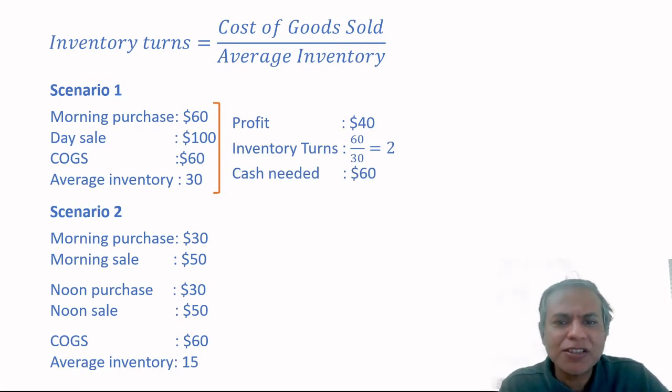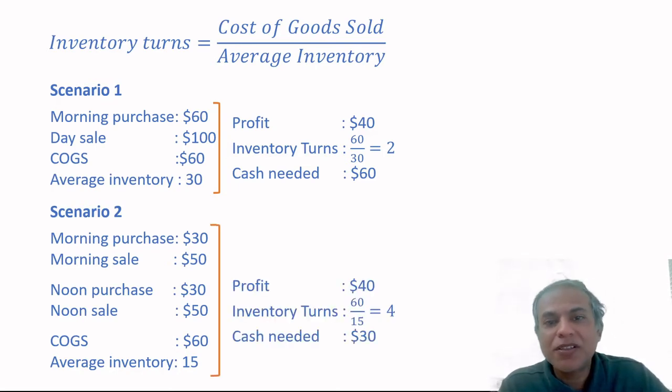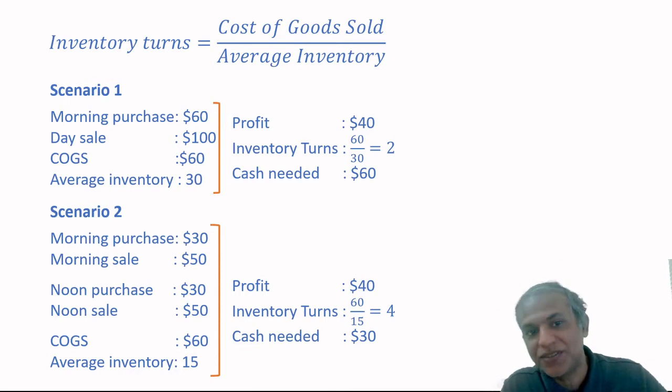So the difference here is the first business made $40. Their inventory turns were 2, as we saw. But they need $60 to run the business, because every morning they need to go to the market and buy $60 worth of ice cream, assuming they pay by cash. Versus the second business, which has the same profit of $40 and only needs $30 to run the business, because they buy $30 worth of ice cream, make $50, pay $30 from that, and again sell it for $50. So inventory turns is a measure of the cash, or the working capital, needed to run the business.